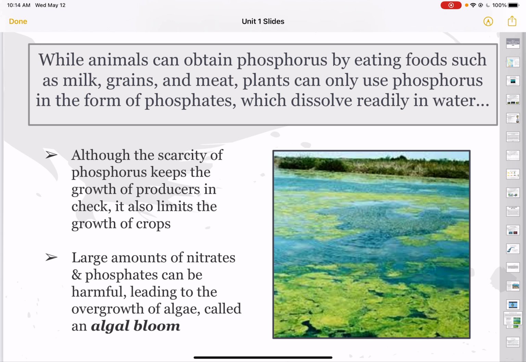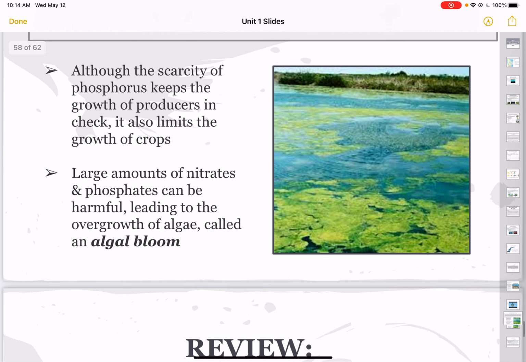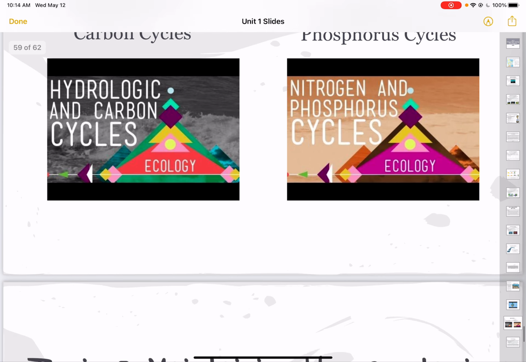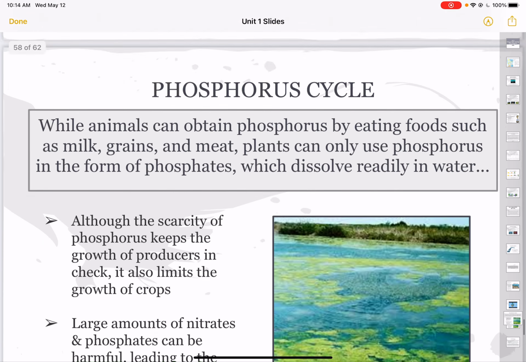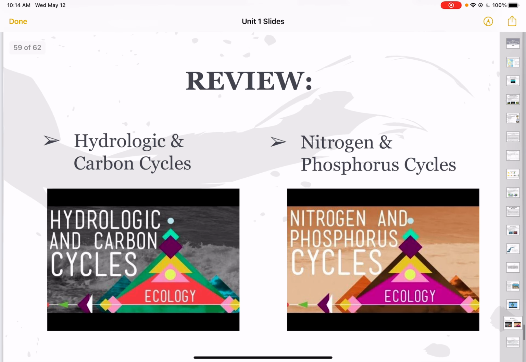But that algal bloom will take over. It looks gross, but it's also really bad for any other species living there because it'll take away the oxygen in the water. So fish and other aquatic species will not have as much oxygen available because the algae is sort of taking it over. Right, so that's the phosphorus cycle. That's the 3 cycles that we talked about.